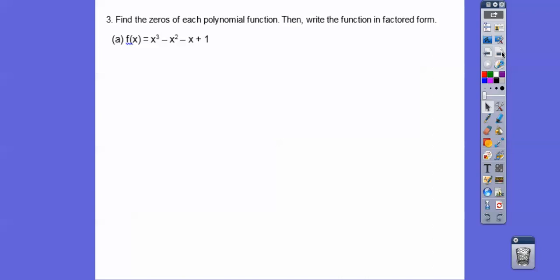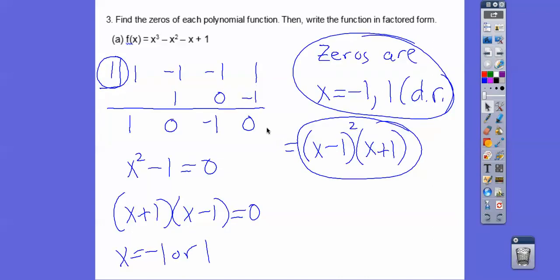Anyway, so find the zeros. Okay, so the zeros are factors of our box numbers, or factors of this number over factors of this number. So our only chances are plus or minus 1. So if we try 1, then we always get 1 degree less than that if we get 0. So if we try 1, we get 0 right there.